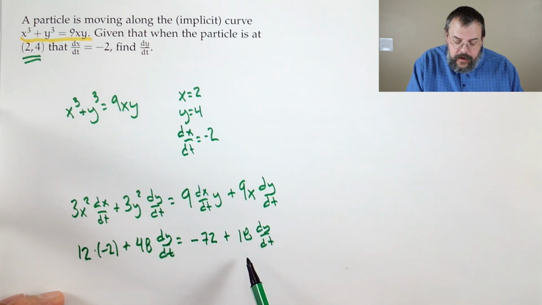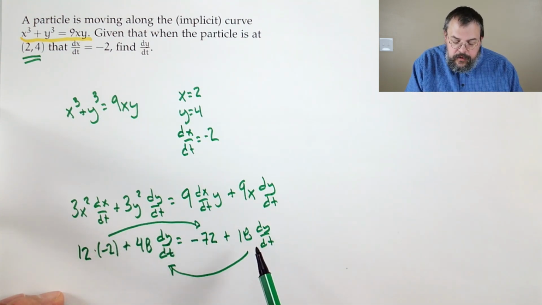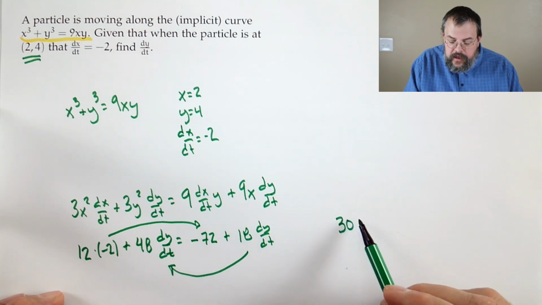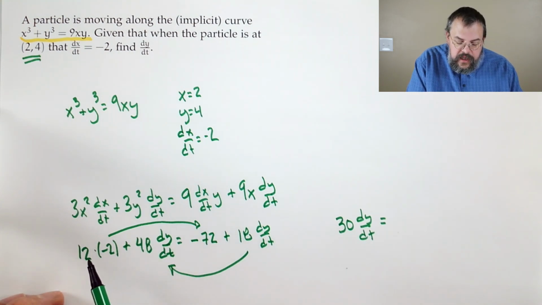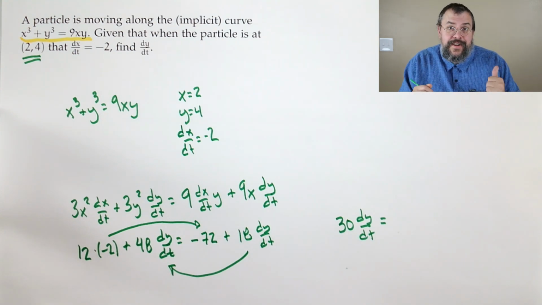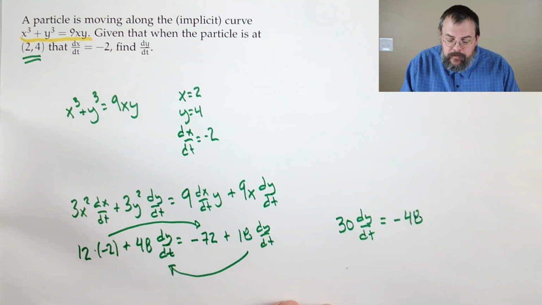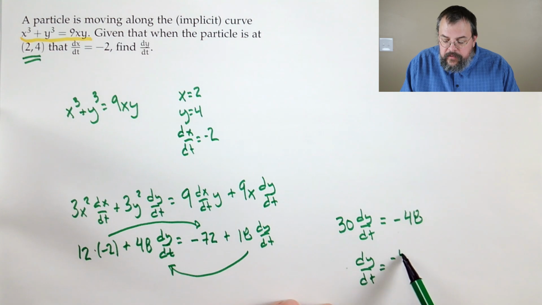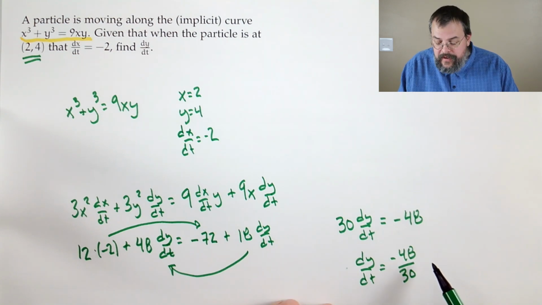So let's see, what can we do? Well, we can move this across, and we can move that across. And if we do it, well, 48 will subtract 18. So we get 30 dy/dt is equal to, so this was negative 72. We're going to bring this across. It'll be plus 24 when we bring it across. So negative 72 plus 24 will leave us with negative 48. Finally, we divide, so we can say dy/dt is negative 48 over 30. Well, they both have 6, so that would be negative 8/5.